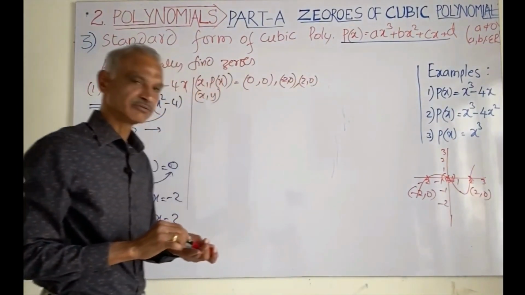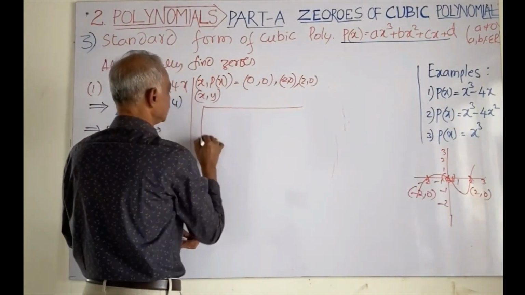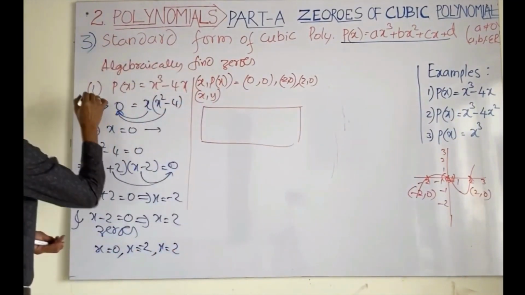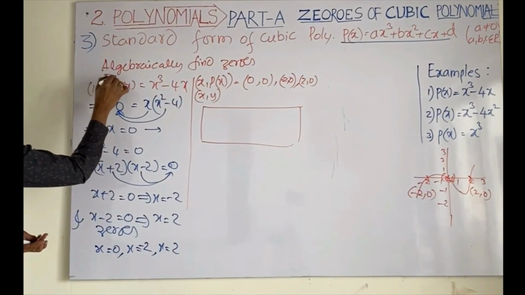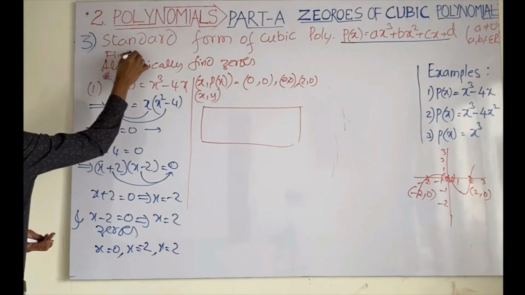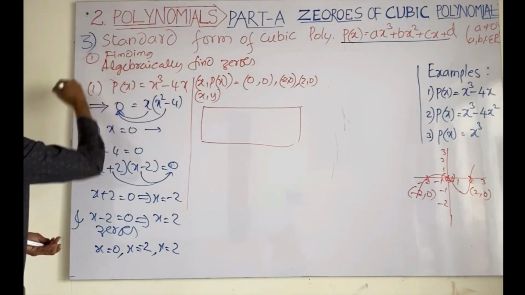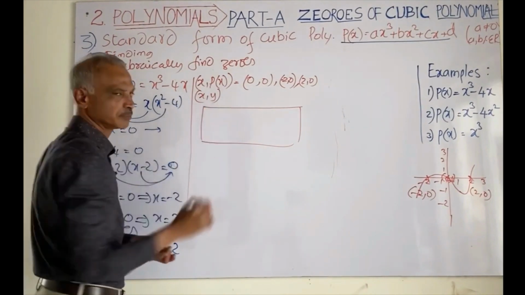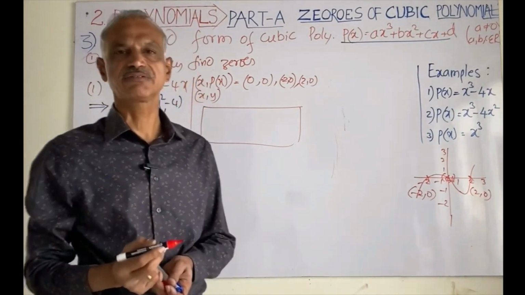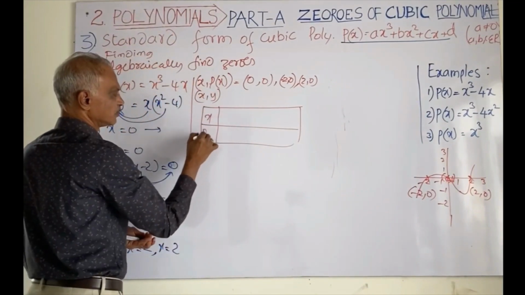For that, first we have to prepare a solution set. First, what do I have to do? Find the zeros algebraically. That is the first point. What is the second? You have to prepare a solution set. For that, you have to prepare a table like this: x, p of x.